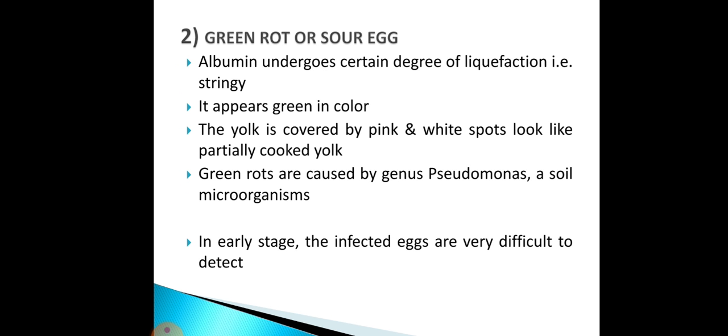Then the second one is green rot or sour egg. Albumin undergoes a certain degree of liquefaction, that is stringy. It appears green in color. The yolk is covered by pink and white spots, looking like partially cooked yolk. Green rots are caused by the genus Pseudomonas, a soil microorganism. In the early stage, the infected eggs are very difficult to detect.